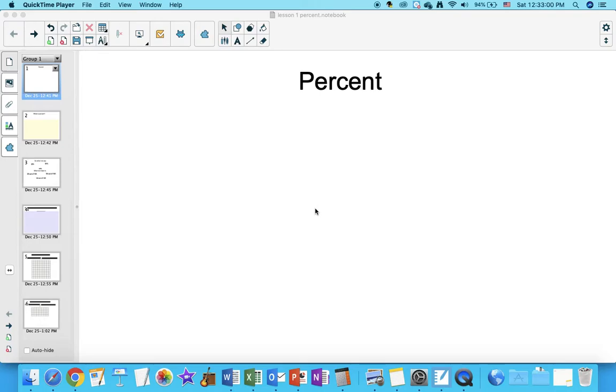You're watching the first lesson on percents. In this lesson, we'll be reviewing what you should already know. You should know what a percent is already. You should know that percents mean something and they represent a proportion.